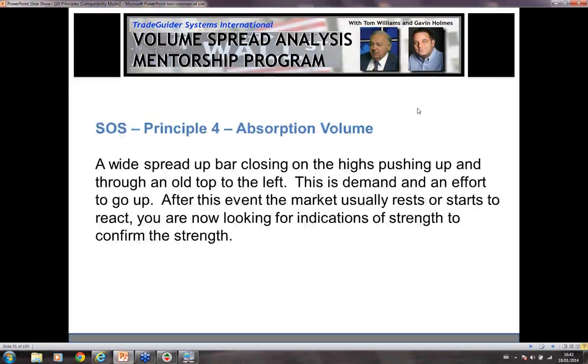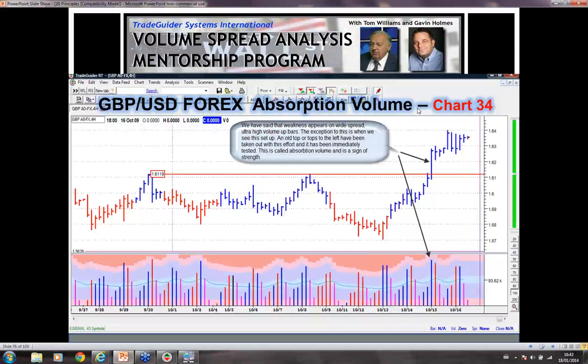So, absorption volume. Now, what will tend to happen? This is actually a spot forex chart. You see this principle a lot in the forex charts. Very good one to watch. Now, first and foremost, you can see that we had a serious reaction point here. The market went up on an increase in volume, closed near the low of the bar. It's not ready to go up yet, and the price falls.